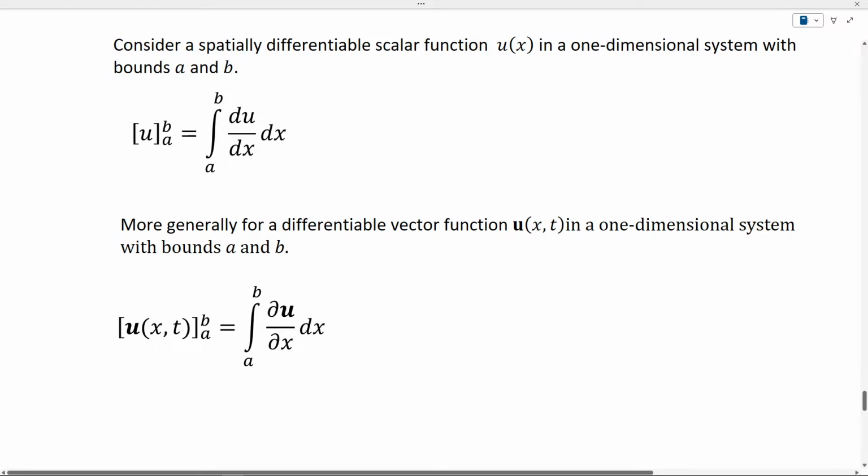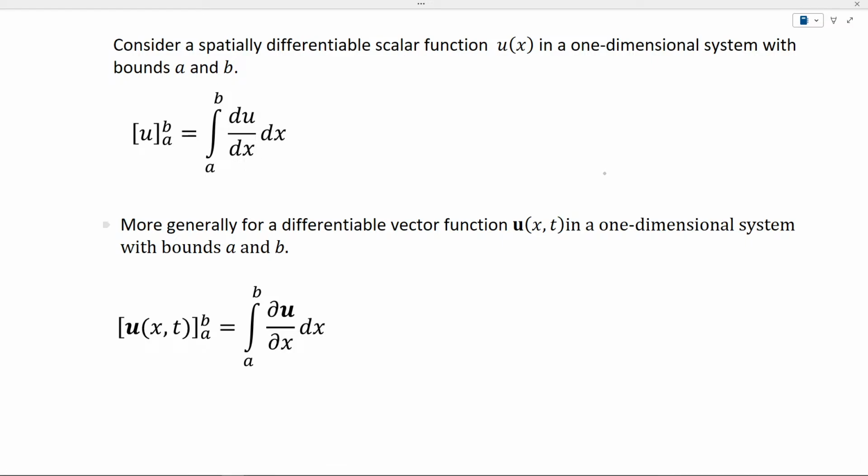So here, consider a spatially differentiable scalar function u in a one-dimensional system with bounds A and B. That's similar to what we did before. So this is my function. This is the derivative of my function. If I integrated this, I'll get back my function. There's nothing new here. Now let's take this one step further.